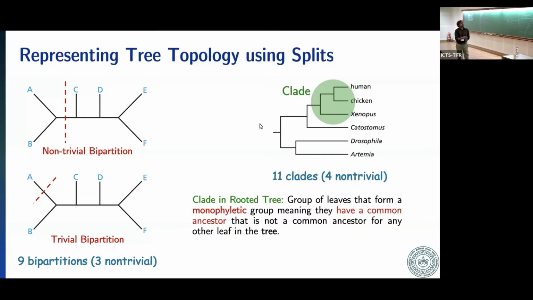Why? Again, what are the trivial clades? Any sequence or any leaf itself is a clade, right? That is by definition. And then the overall tree is also another clade, where basically the root is the common ancestor of all the sequences. So after discounting them, you will end up with 4 non-trivial clades in this particular example.